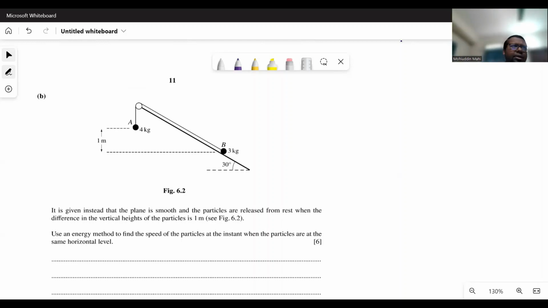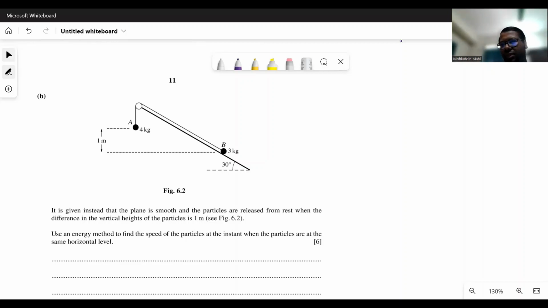Now, this is what I can say an exceptional question comparatively, because you won't find this type of question much. I have seen a lot of past papers, but I find a very minimum number of questions like this. Anyway, the question is, use an energy method to find the speed of the particles at the instant when the particles are at the same horizontal level.